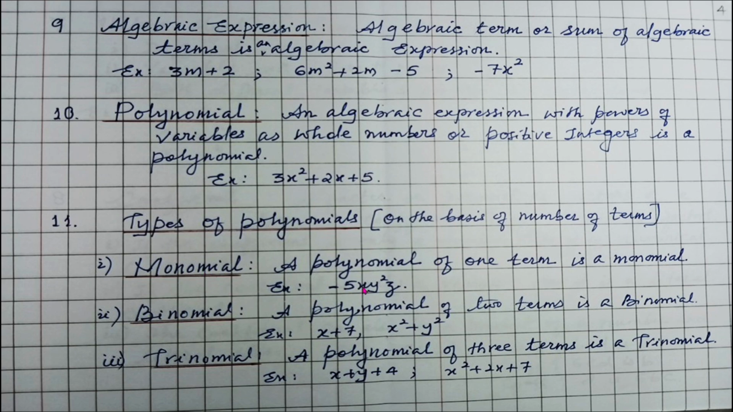We have a monomial, an algebraic expression with one term; a polynomial of one term is a monomial. A binomial is an algebraic expression with two terms, and a polynomial of two terms is a binomial. So x + 7, or x² + y², is a binomial. A polynomial of three terms is a trinomial. Here x + 5 + 4 are three algebraic terms, therefore it is a trinomial. So also x² + 2x + 7 is an algebraic expression with three terms.